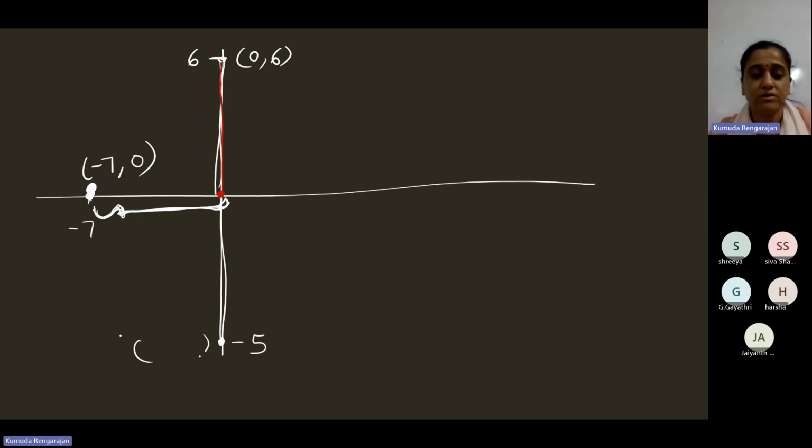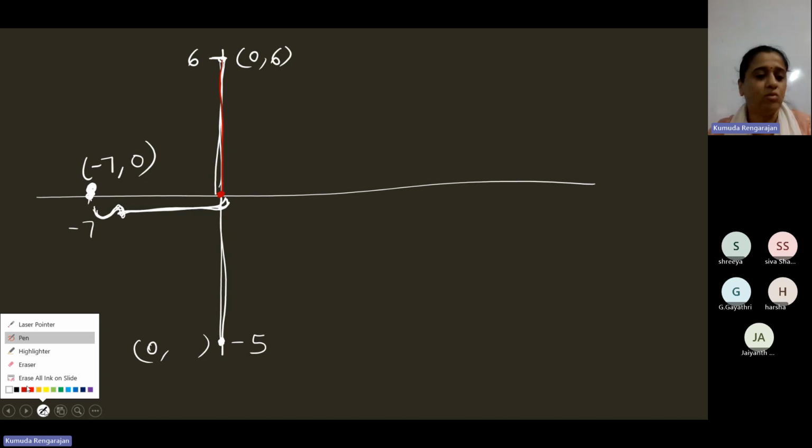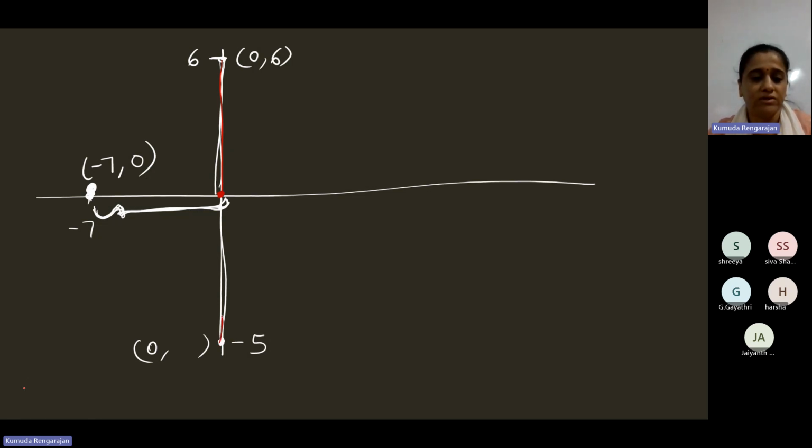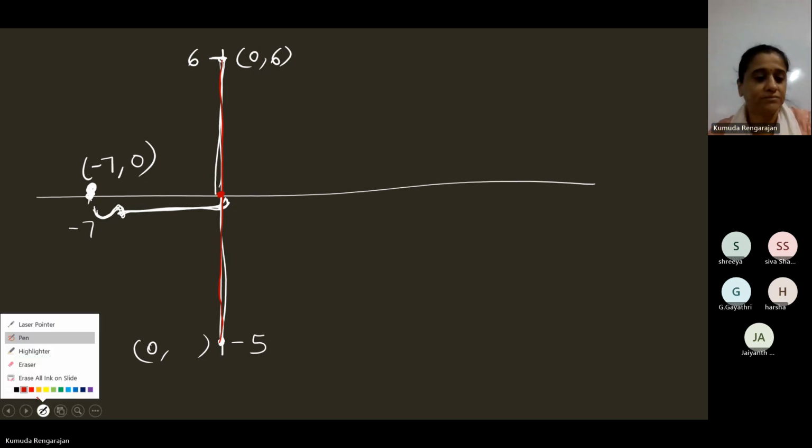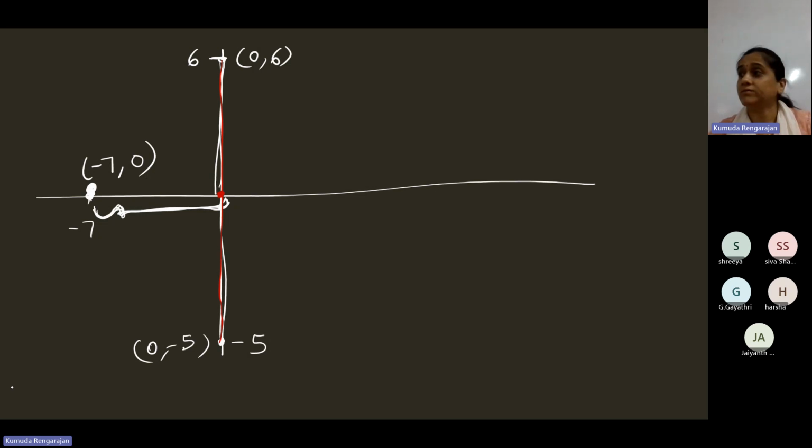Address of this point? Distance from the y-axis, 0, because it's on the y-axis. Distance from the x-axis? You'll have to walk like this and cover 5 units. But because it's below, we say -5. So 0, -5. All right?